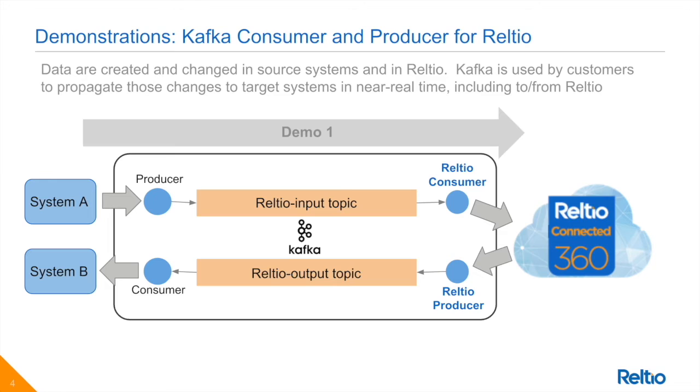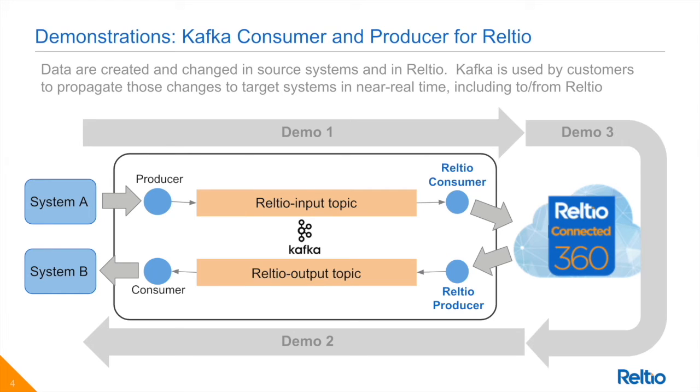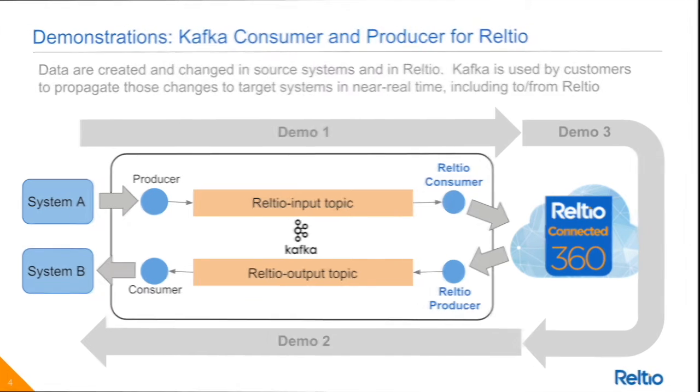So demo 1 is left to right: see an event, we place it on a topic, Reltio is updated accordingly. Demo 2 is the opposite direction: something happens in Reltio and we update a downstream system using Kafka. And 3 is really the end-to-end sequence of demos 1 and 2.